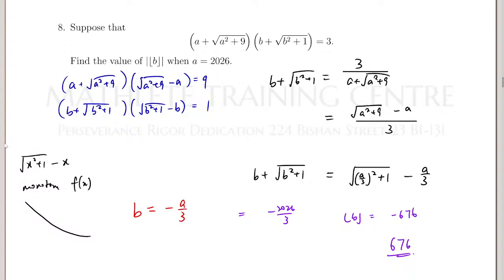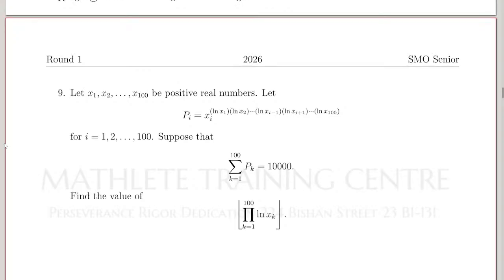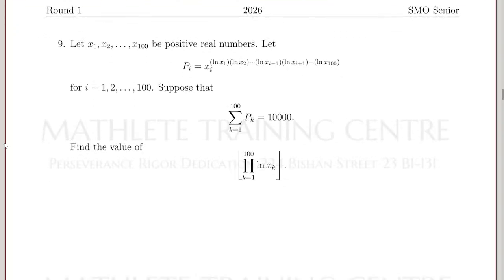Okay, anyway, let's move on to the next question. Question number 9. This is a scary looking expression. Let pi be xi to the power of something. Now here notice that you have ln of x1, ln of x2 all the way, but you don't have ln of xi. So for xi itself, the power here is gone. Now immediately when I'm taking a look at this, my first step is to think, okay, this power is so big, is there any way I could take the power down?